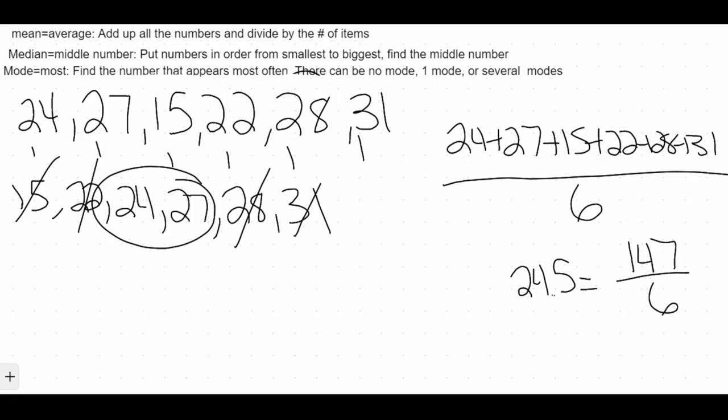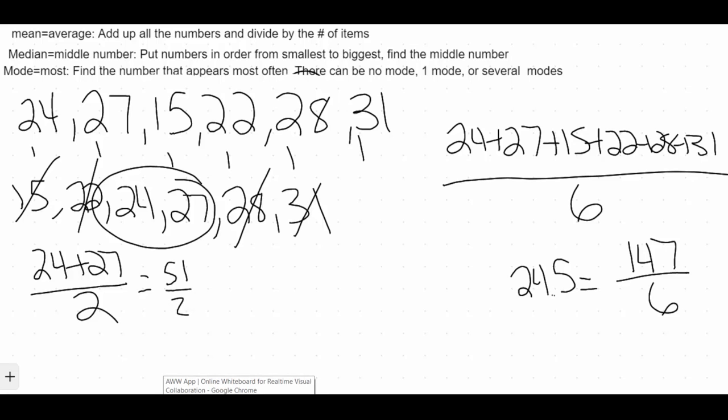Remember, that cannot be our median. So what we're going to have to do is find the average of these two numbers. So I'm going to take 24 plus 27, and I get 51 when I do that. And then we're going to have to take that 51 and divide it by 2. So our median for this set of numbers is 25.5.